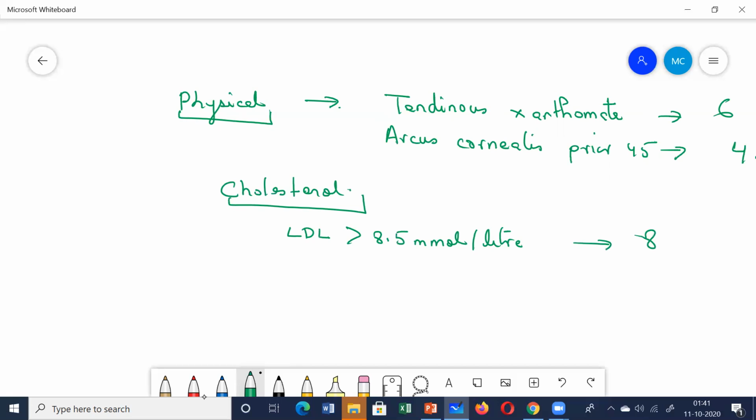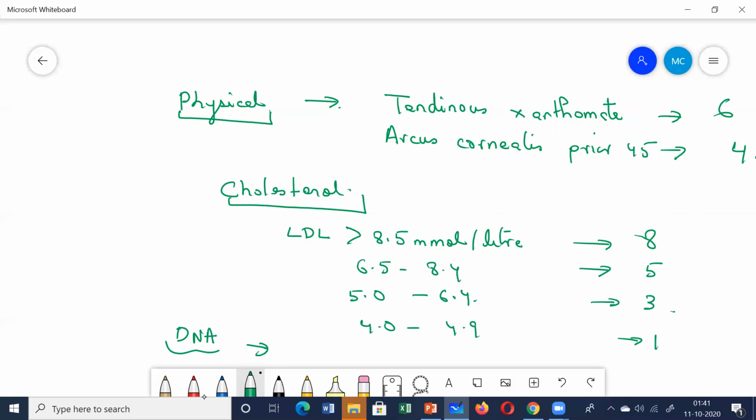If the LDL is between 6.5 to 8.4, that is 5 points. Then 5.0 to 6.4 carries 3 points, and from 4.0 to 4.9 is 1 point. And last is your DNA analysis. DNA analysis is a sure shot thing. If you find a functional mutation in the LDLR gene, that is obviously 8 points.